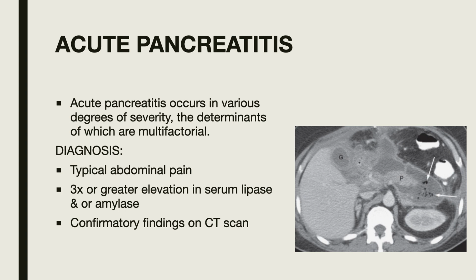For the diagnosis, it could be diagnosed by typical abdominal pain, then a 3 times or greater elevation in serum lipase and/or amylase, and confirmatory findings on CT scans. As shown here, this is a CT scan of a patient with acute pancreatitis. You will see here the one labeled G is the gallbladder, and the one with P is the pancreas. The ones pointed by the arrows are the necrotic pancreas caused by the acute pancreatitis.